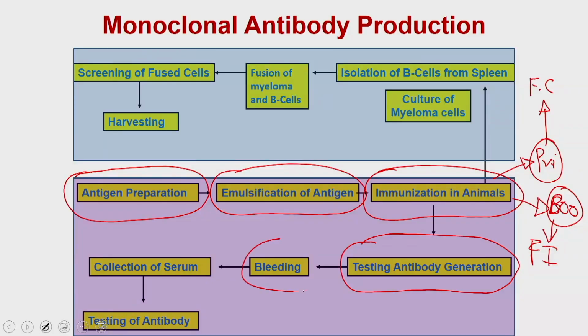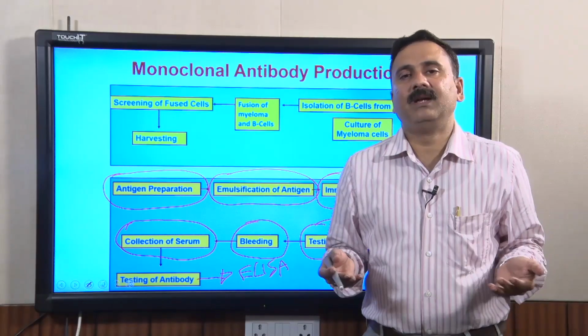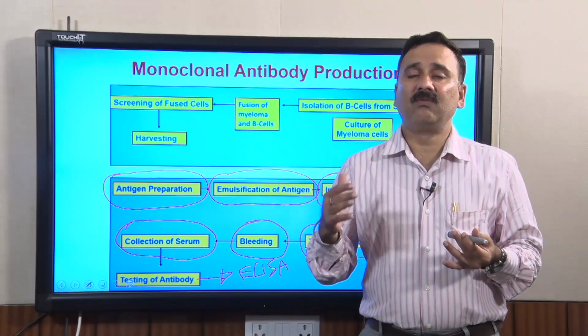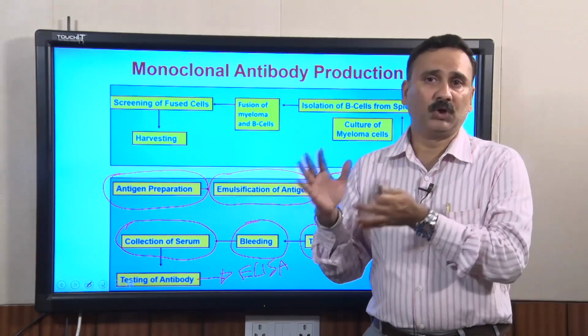So, what you are going to do is collect the blood from the animals, and then you will collect the serum and check the presence of antibodies simply by ELISA. And once you are sure that the antibodies are being produced, and the animal you are using is going to give you a very high amount of antibodies, then you can use these animals for generating the monoclonal antibodies using the hybridoma technologies.